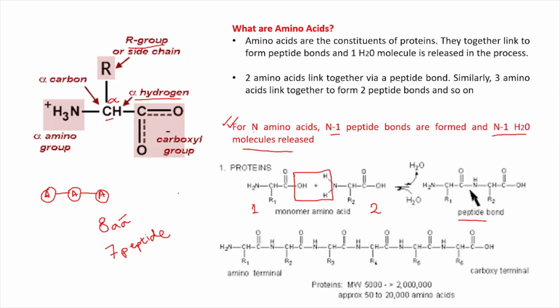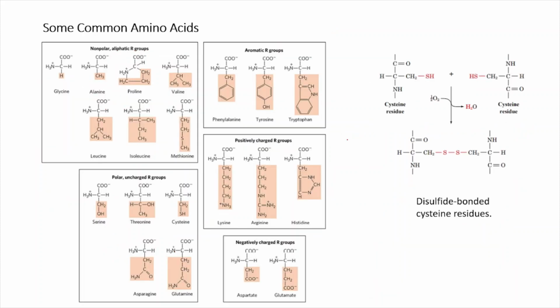If you are asked how many water molecules will be released from 9 amino acids, then it is n minus 1, where n equals 9 here. So it will form 8 peptide bonds and 8 water molecules will be released by condensation. Always remember, whenever two amino acids join, one water molecule is released. If three amino acids join, two water molecules are released. So for n amino acids, we have n minus 1 peptide bonds and n minus 1 water molecules released.